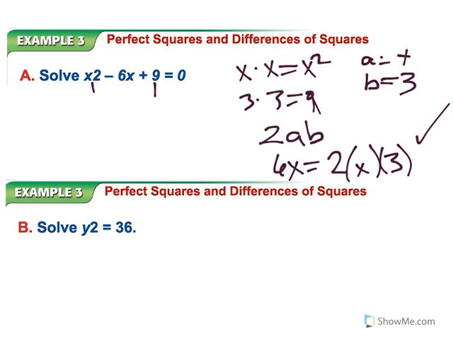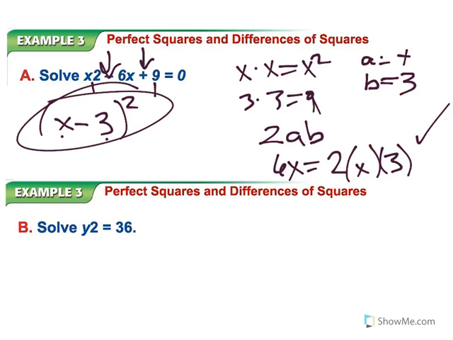So that means we're going to take x and 3 as the two factors and put the squared, and then you have to figure out whether it's going to be positive or negative. Here the middle sign is negative, so it's going to be x minus 3 squared.